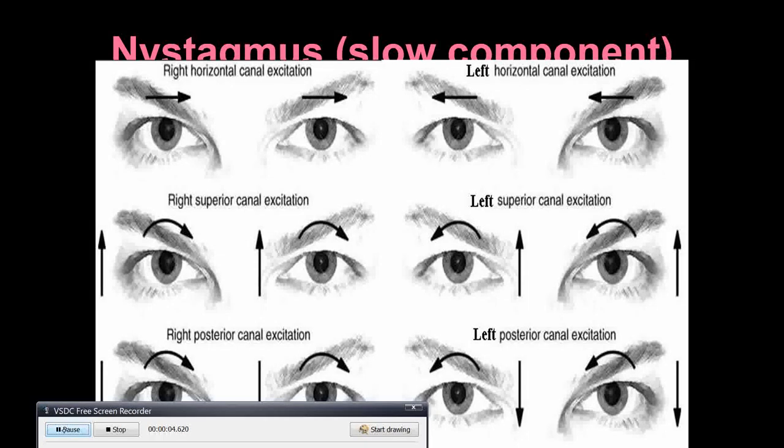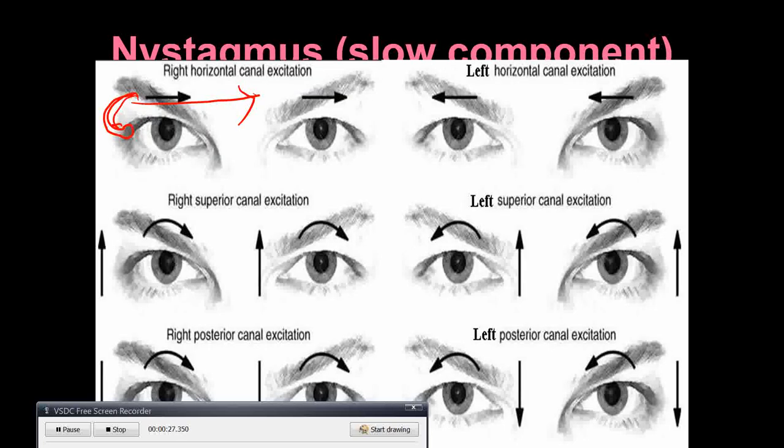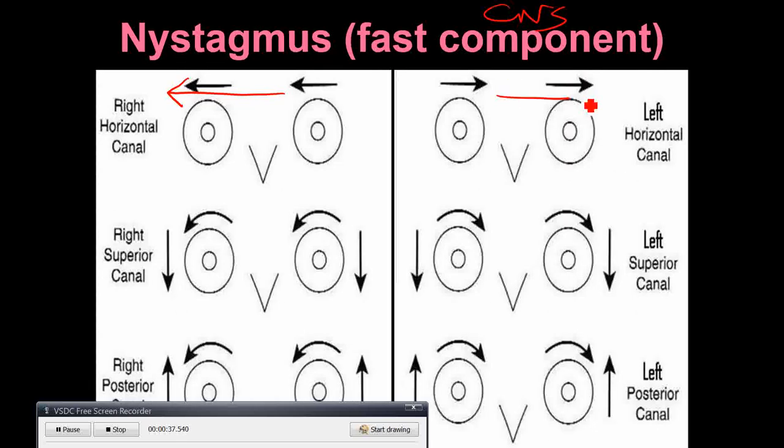We'll see how the nystagmus slow component and fast component act. For example, if the right side lateral semicircular canal is stimulated, it pushes the eyeballs towards the left side, whereas the central nervous system, which is important for maintaining position, pulls them back towards the right side. Once again, if the left side lateral semicircular canal is stimulated, it pushes towards the right side, and the central nervous system corrects it towards the left side again.